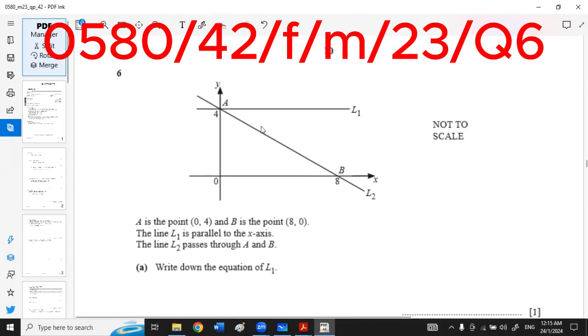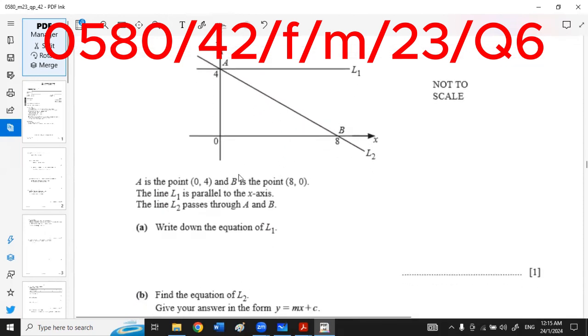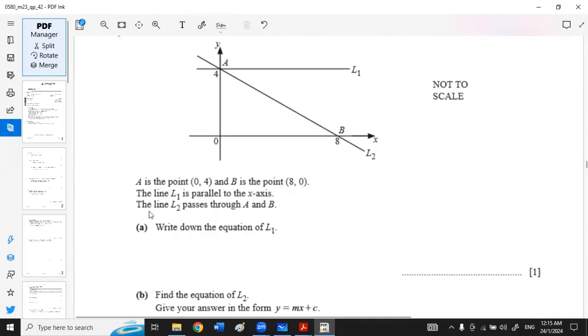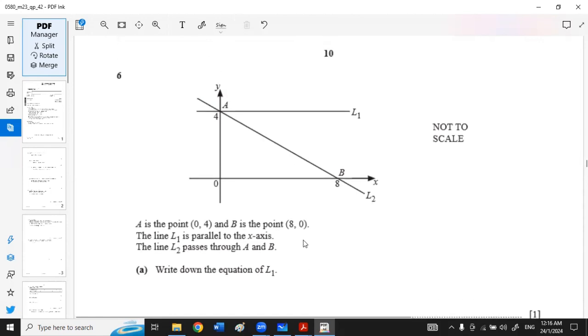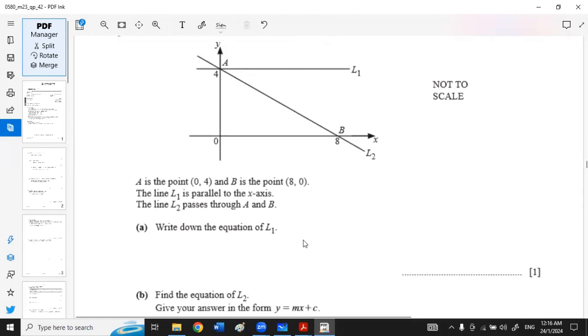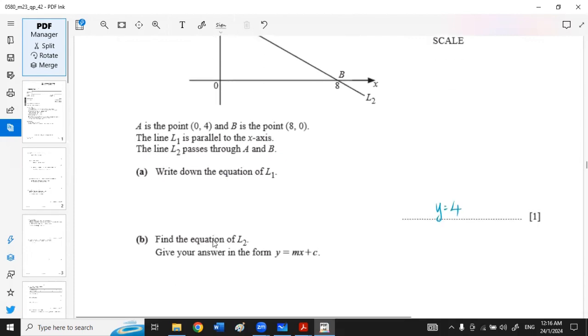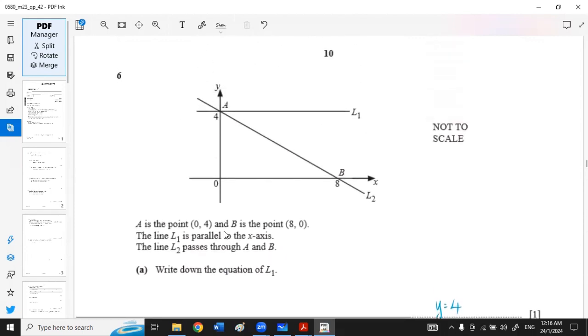Okay, number 6. A is (0, 4) and B is (8, 0). The line L1 is parallel to the x-axis. Line L2 passes through A and B. Write down the equation of line L1. This is horizontal, that is y equal to 4. Find the equation of L2.